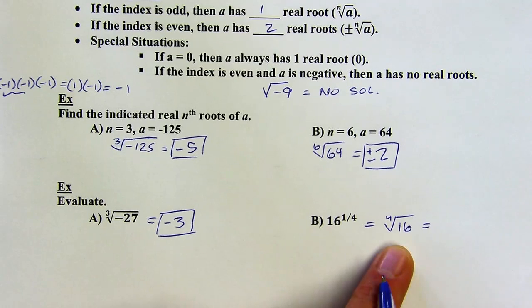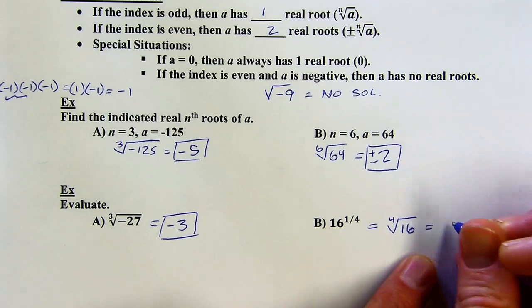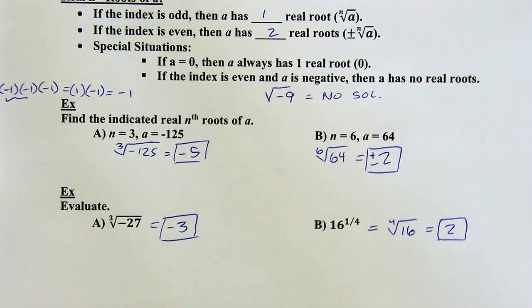So I'm thinking, okay, 4 times 4 is 16. So that means 2 times 2 times 2 times 2. So 2 to the 4th. So that means we've got 2 there. Okay.